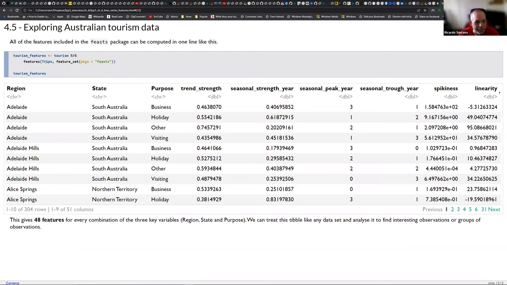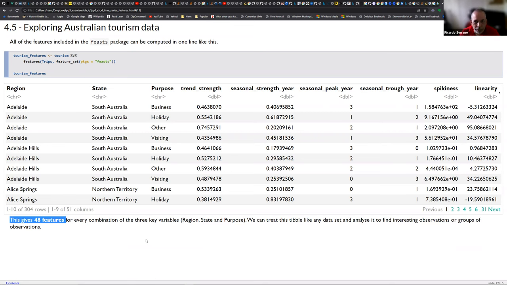This is the data set that he took as an example, the Australian tourism data. He extracted from the package feasts all the features that the package provides for the trips, depending on the region, the state, and the purpose, because they are different time series depending on the subsetting you do. The package provides a total of 48 features, right? But when we get a high dimensional data set from the features, the question is how we are going to process it. Which are the features that matter most?